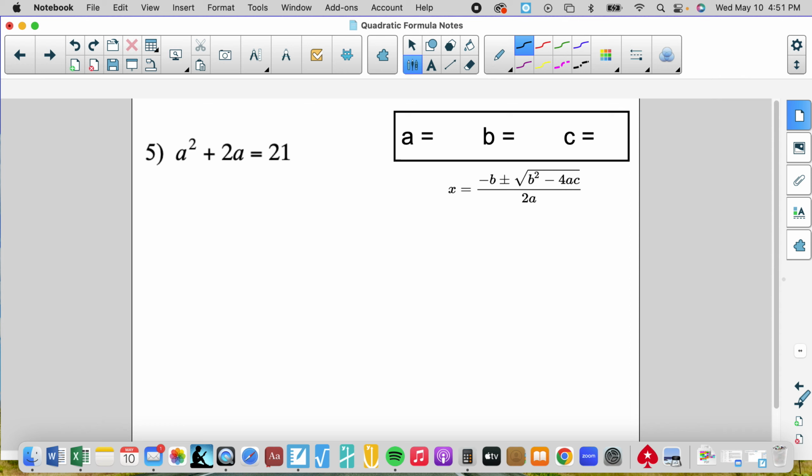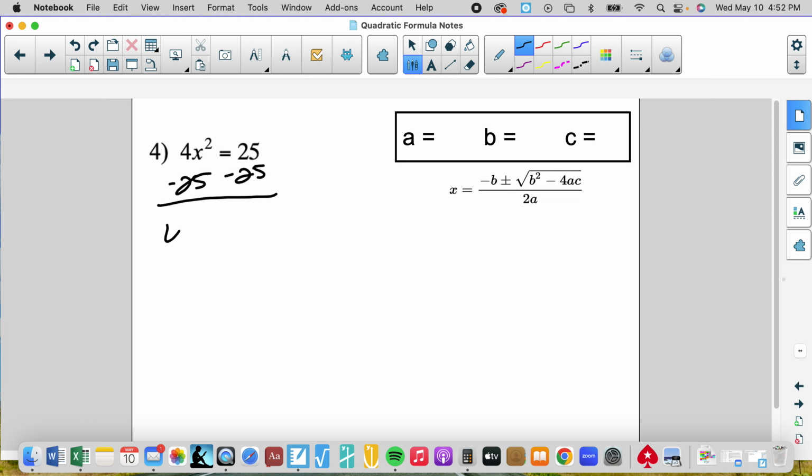Come on. Did I skip 4? Yes, I did. Ooh, look at this. All right. It's not in standard form. Let's move that 25 over. Let's set it equal to 0. Now, what's my a value? My b value is the coefficient of x. I don't have an x, so my coefficient is 0. And then my constant is negative 25.